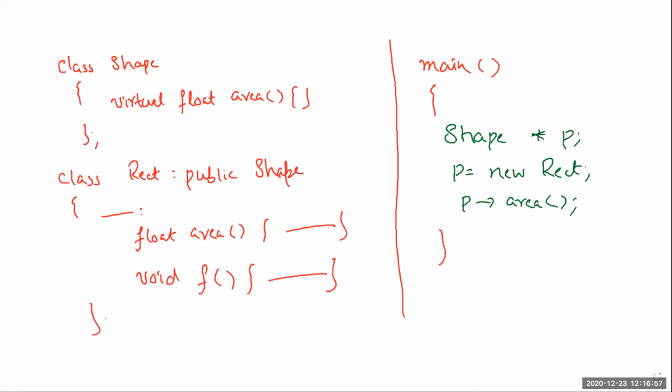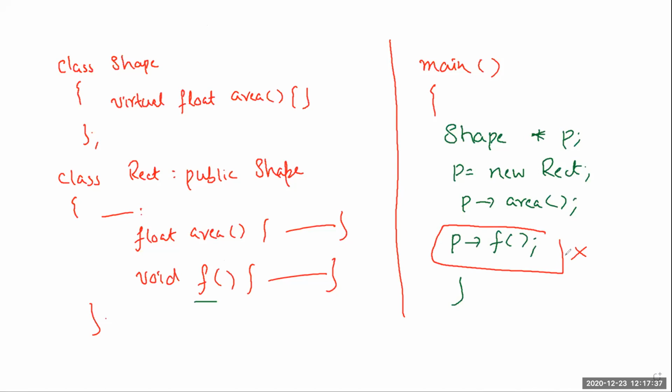You can call this area function, which will call the area function of the rectangle. But now there is a limitation of polymorphism as well. The limitation is that if you try to call this function f, which is only in the child class but not in the parent class, then this will not work. If I write this statement, it will give me an error. It will not compile. Why? Because P is of type shape, which is the parent class, and in the parent class there is no function f. You can call all the functions of the child class that are virtual in the parent, so they will be executed for the child class.